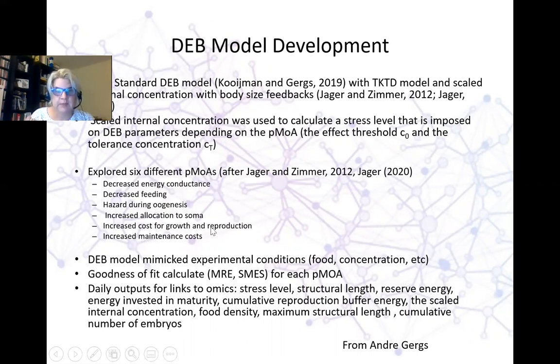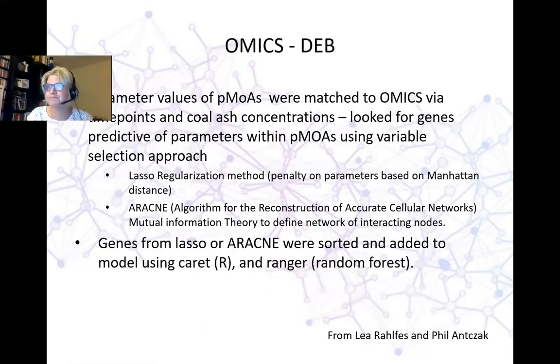And this DEB model mimicked the experimental conditions. And the goodness of fit was calculated using the mean relative error and symmetric mean squared error for each of these physiological modes of action. And from the simulated models, he could take all of these daily outputs that we could link to the omics, like stress level, structural length, etc. You can read that all here. And Andre is much more informed about this than me, so questions about this, you can ask him.